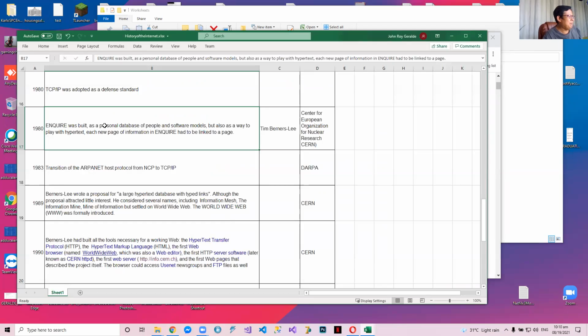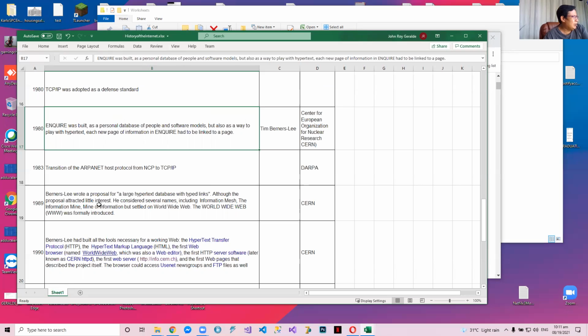In 1980, Tim Berners-Lee built a personal database of people and software. How is that built? If you have a software somewhere, he makes a connection from one person to another of these different software. To do that, he has to play with something called hypertext. A hypertext is a text with a code that will guide you to the next connection. Do you follow? I've used this before, because I was working on hypertext during my graduate school.